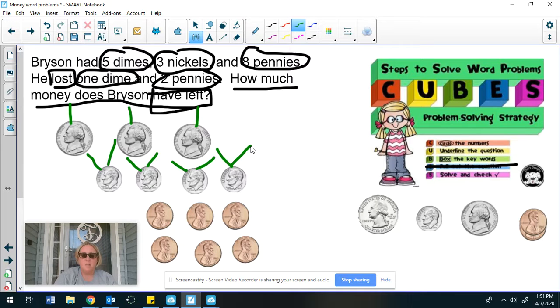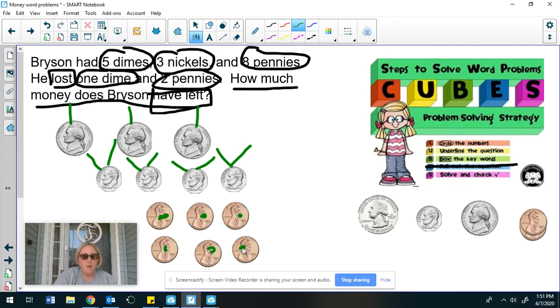Now, pennies are worth 1 cent. I can't count to 5 if pennies are only worth 1 cent. So pennies are not going to get hairs. Pennies are going to get freckles because those freckles are going to show me that I'm going to count by ones when I get there.